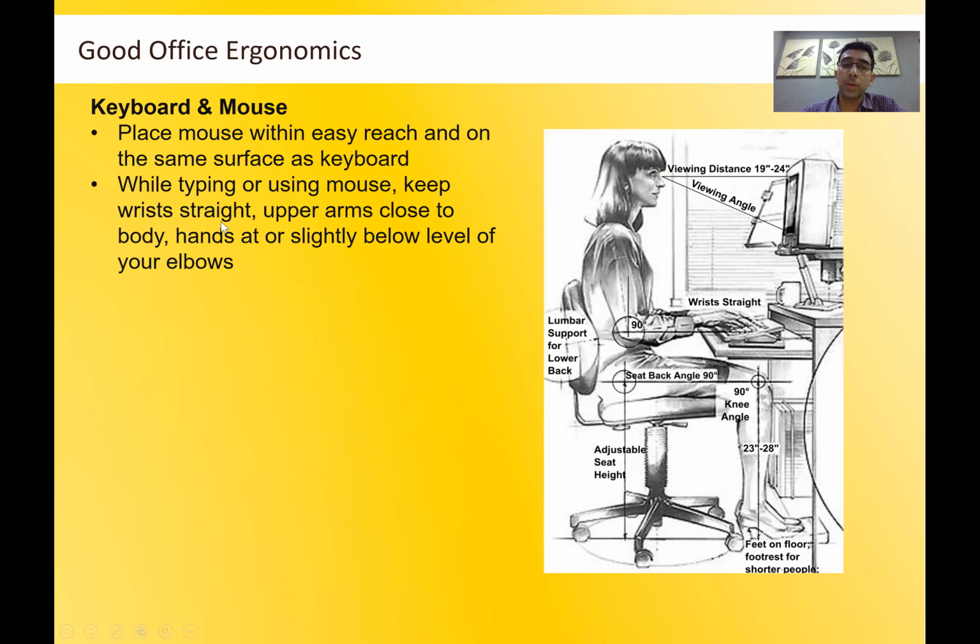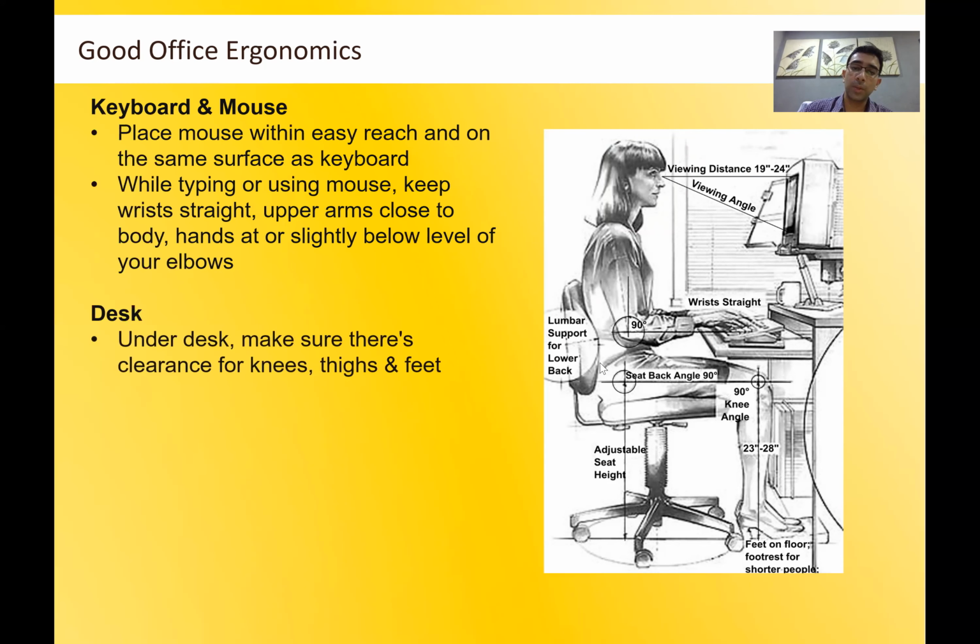While typing or using the mouse, keep the wrist straight and the upper arms close to the body. So you see here, the wrists are straight. They're not bent up or down. The upper arms should be close to the body and the hands should be at the level of the elbows. Okay, so the hands are in line with the elbows. Under the desk, you should make sure there's enough clearance for the knees and the thighs, as well as the feet. Use a footrest to support your feet as needed.